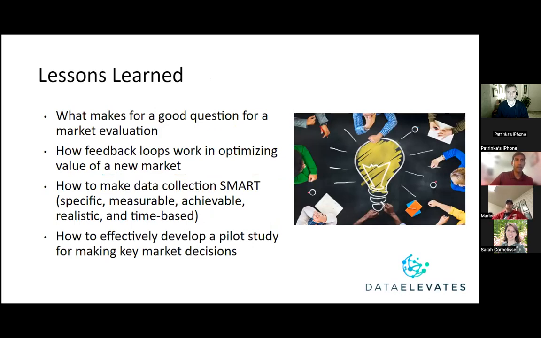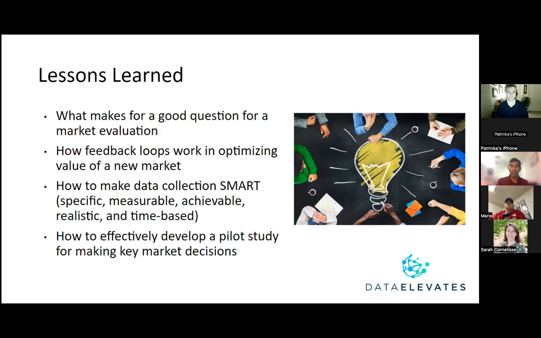And then finally, I know we're running towards the end here, but what makes for a good lessons learned? What makes for a good question for a market evaluation? So we've talked about what makes a good question. Again, the slides are here, in case you forget some of the acronyms, the SMART acronym is super important here. Actually it's mentioned here as well in the third point: specific, measurable, achievable, realistic, and time-based. That's what you want in a question.